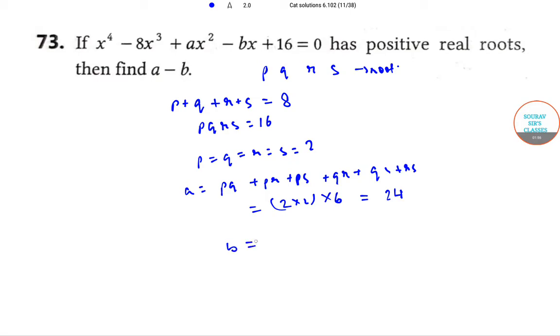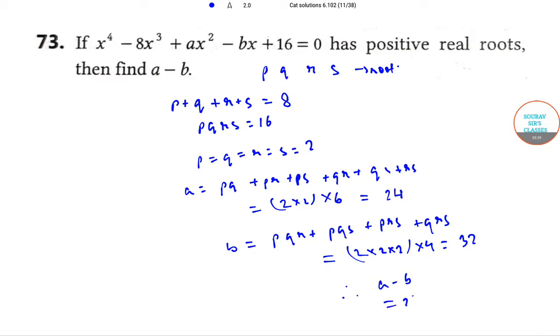And b is equal to pqr plus pqs plus prs plus qrs. So this is 2 into 2 into 2, and since this is there 4 times, we need to multiply it with 4. So this gives us 32. So the value of a minus b is 24 minus 32 is equal to minus 8.